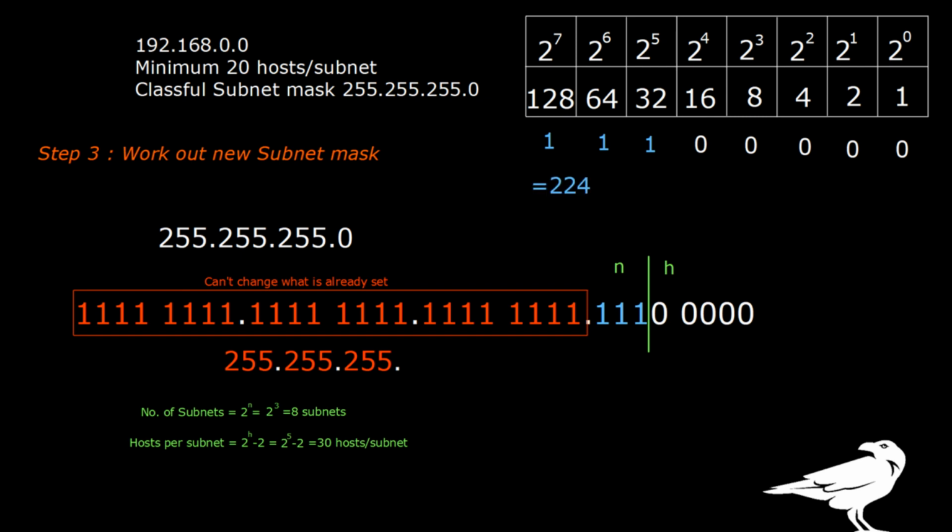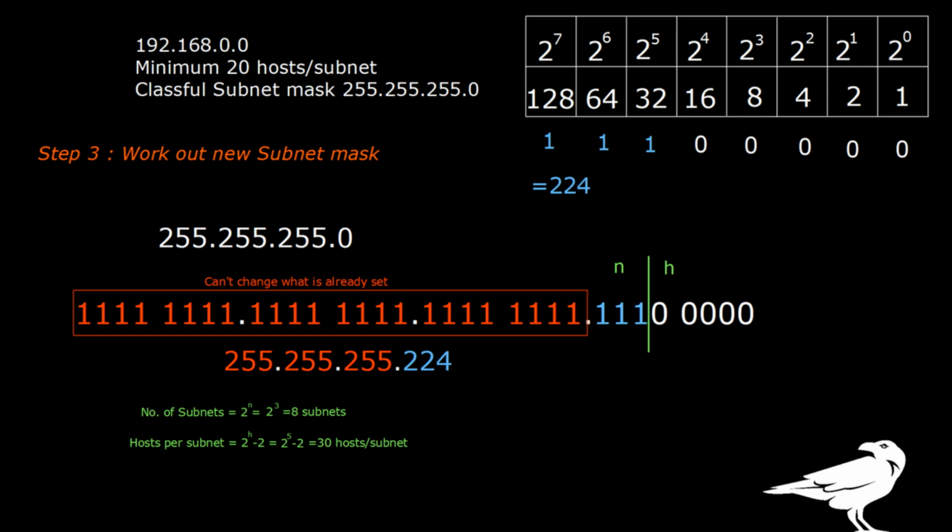If you need to, don't feel bad about quickly doing the arithmetic. 128 plus 64 gives me 192, plus 32 gives me 224. Okay, cool. So that's what the 4th octet is going to look like now. So our whole new subnet mask looks like this: 255.255.255.224. Looks a bit weird, I know, but this is subnetting.